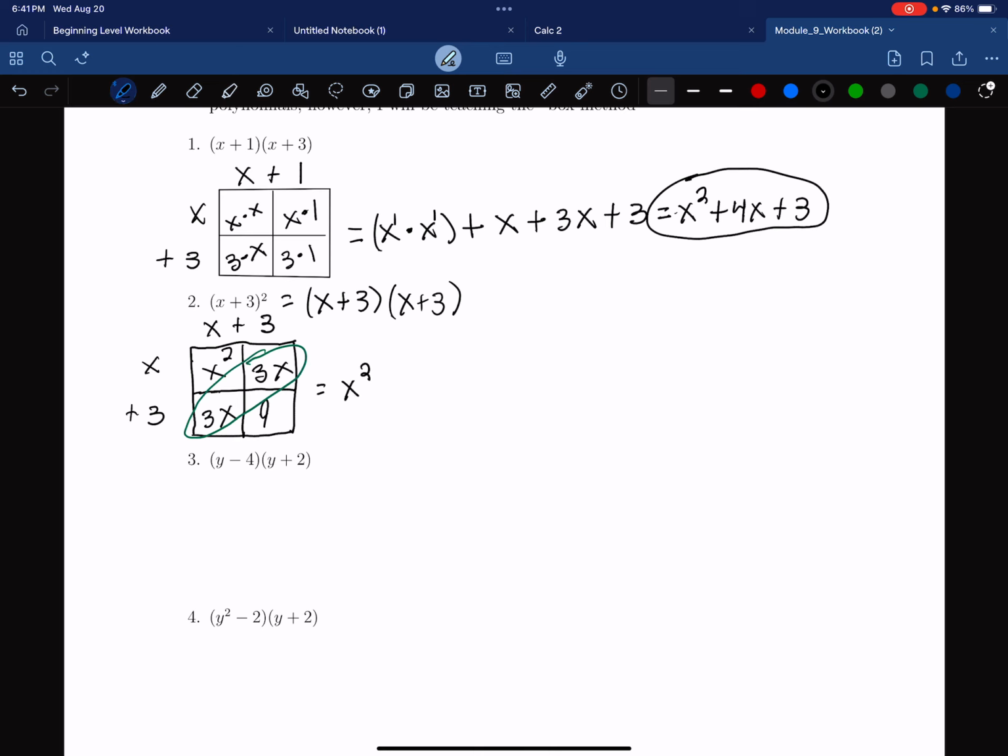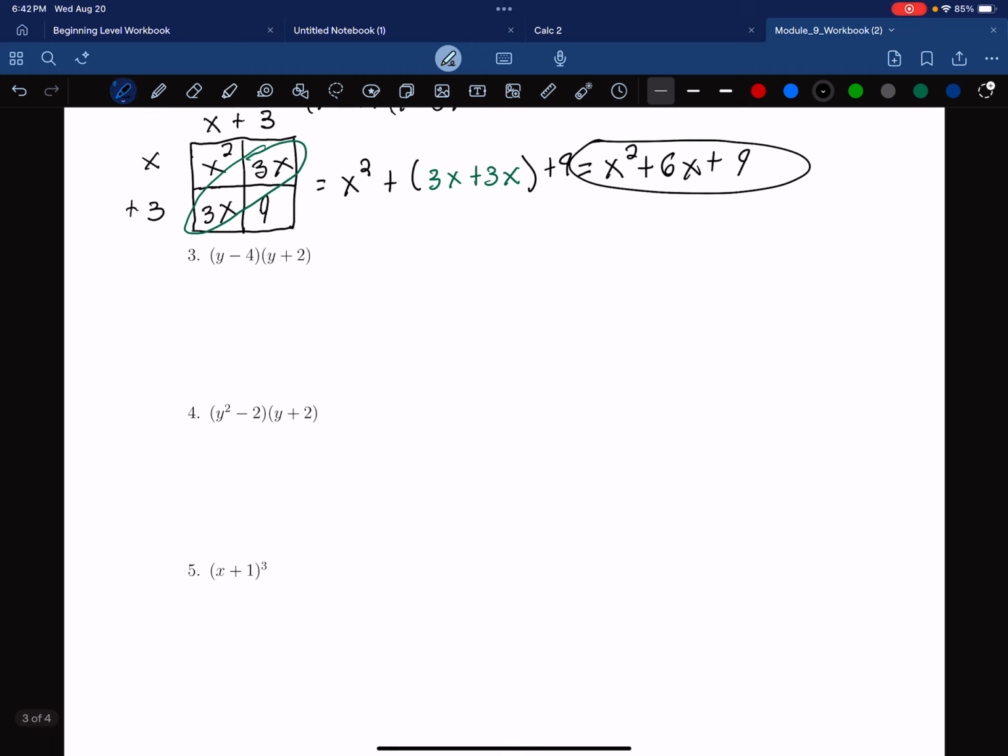So we have x squared plus parentheses 3x plus 3x close parentheses plus 9. So this is going to be x squared. Well, 3x plus 3x, that is going to get us 6x. So we have x squared plus 6x plus 9 is our final answer.